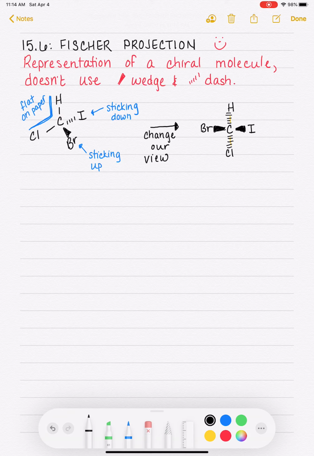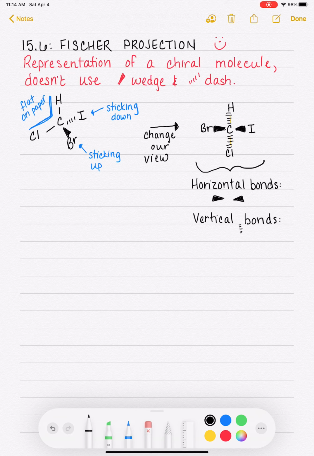This notation right here is the foundation of the Fischer projection. The horizontal bonds are wedge bonds. Horizontal meaning the side to side, and the vertical bonds are dash bonds. Vertical being the up and the down.